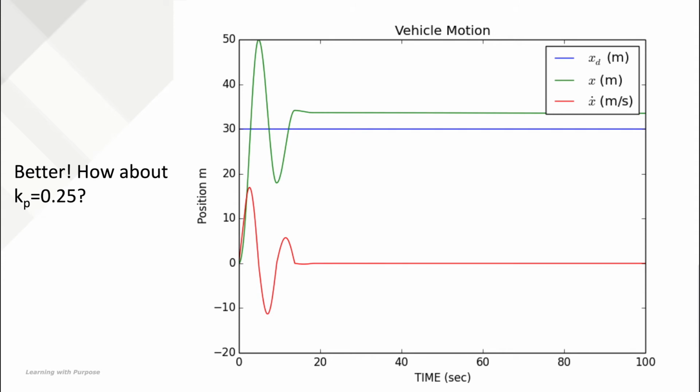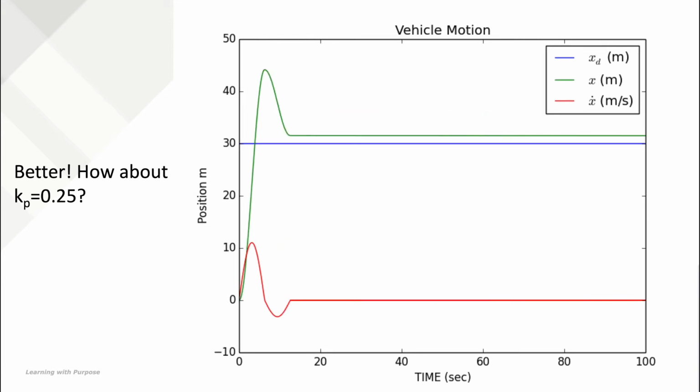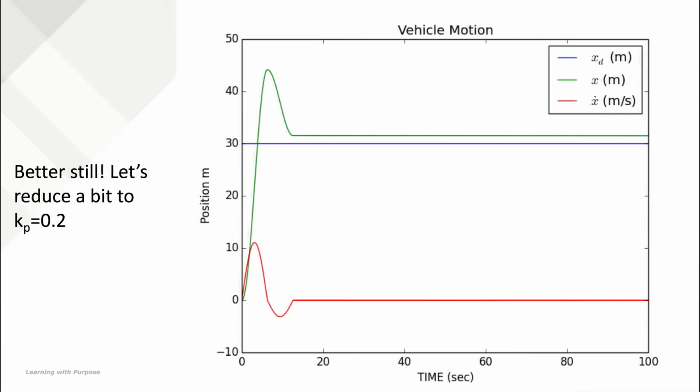We still have a bit of a steady state error, but we're still going all the way to 50 meters when we really wanted to go to 30. We can probably get a little closer than that even before we consider Kd. So at 0.25, we get a little bit better still. We make it just the one hump there, maybe 45 meters instead of 50.